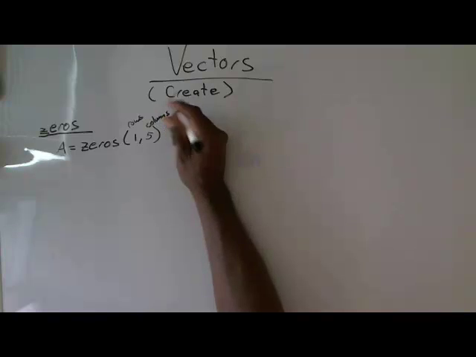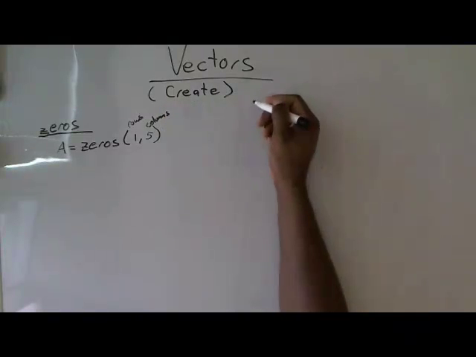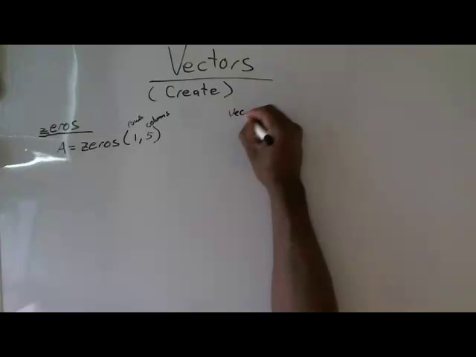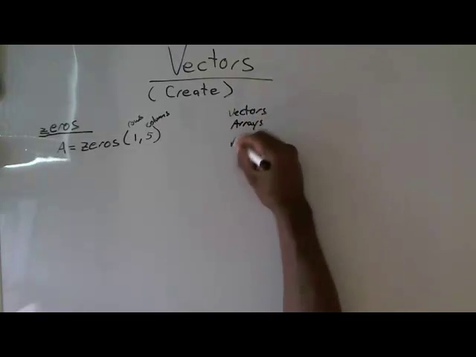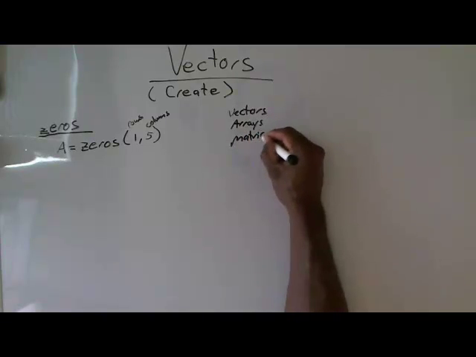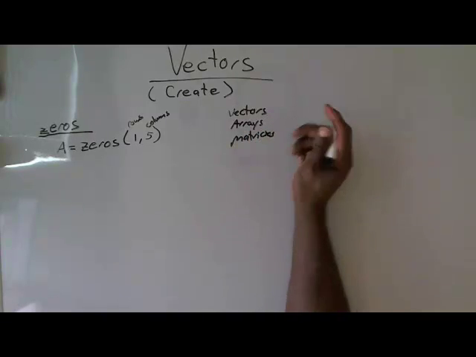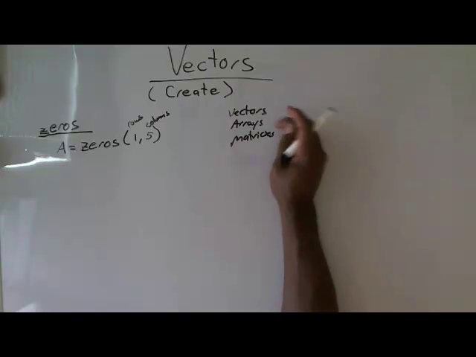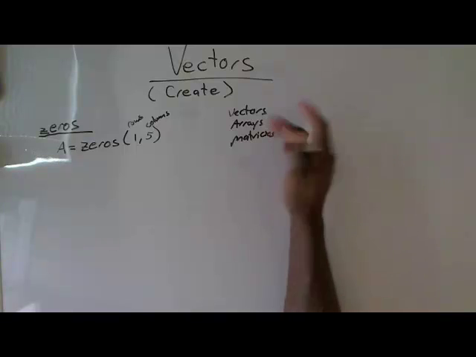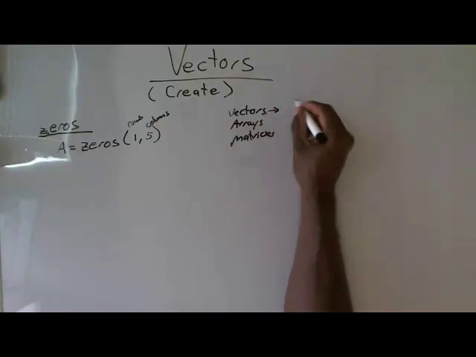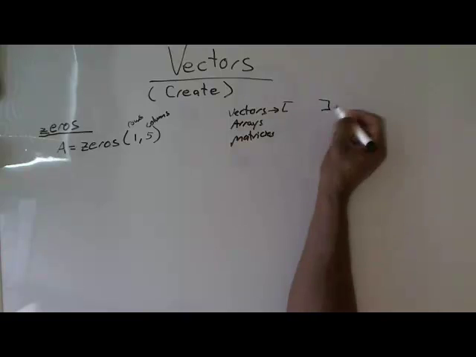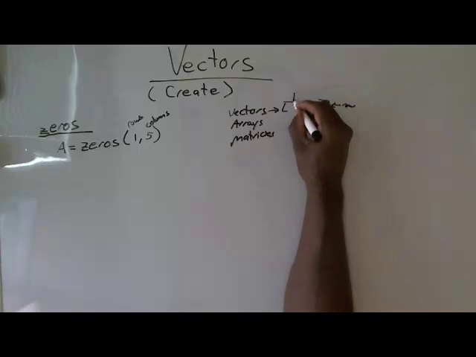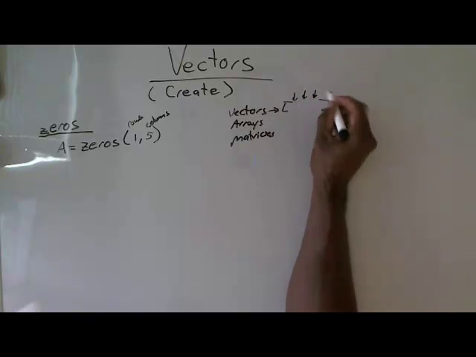Now, remember earlier when I talked about this concept of vectors, arrays, and matrices? So vectors can be multiple dimensional. The way we think about it in terms of MATLAB is vectors usually only have one row. So it's one row and then multiple columns in a vector.